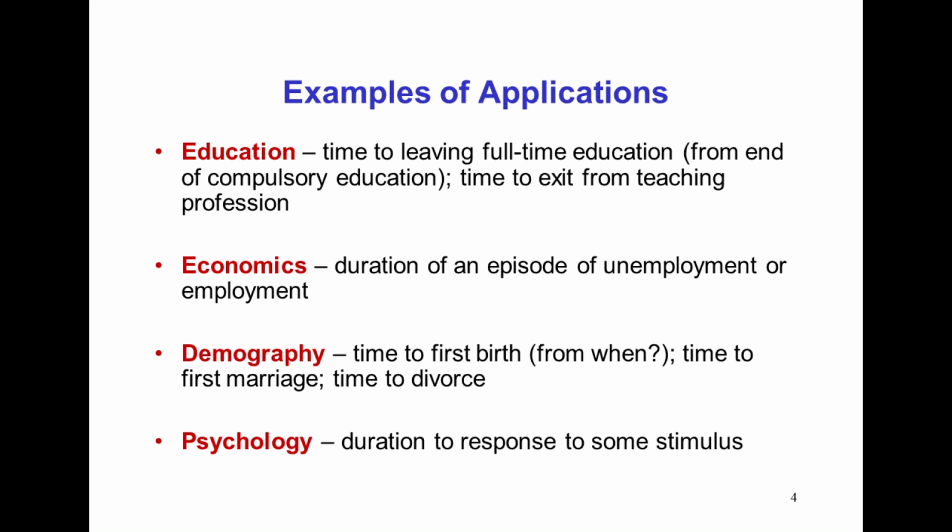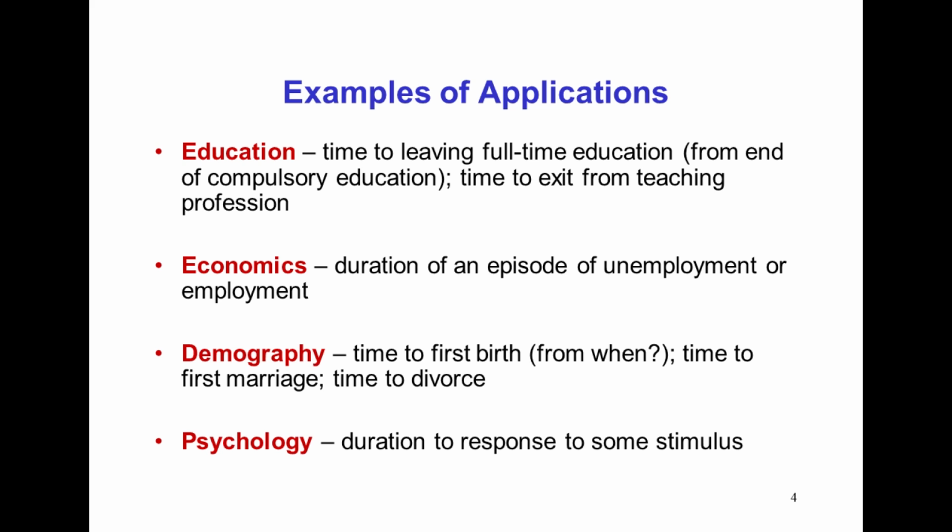I'll just go back to this demography example. Notice that I've said, let me click on the right one, time to first birth from when? Now, when you're defining a duration, of course, you have to know when a person becomes at risk of having that event.